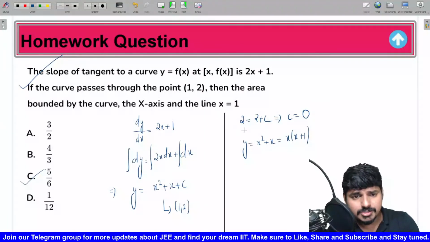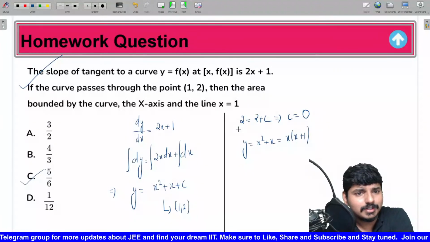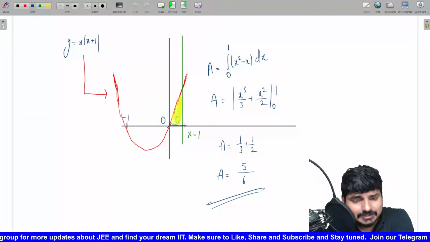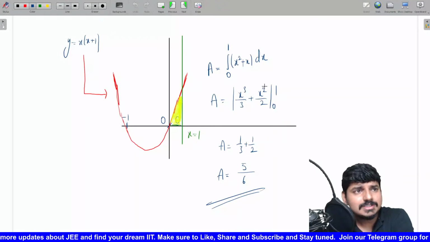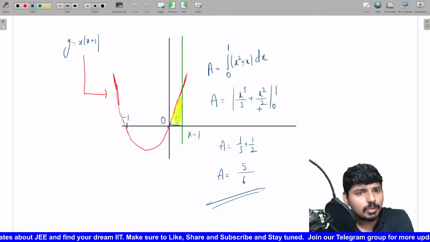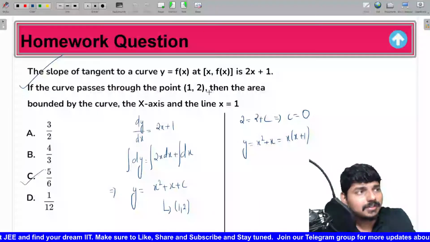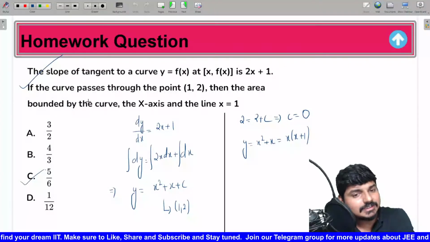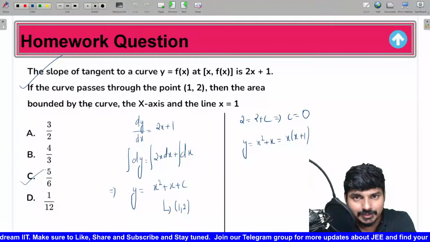After getting the equation, you just have to find the area bounded by the curve and the x-axis and x equal to 1. Just apply the concept of areas and you're going to get the solution. So I hope this homework question is clear for all the students out there.